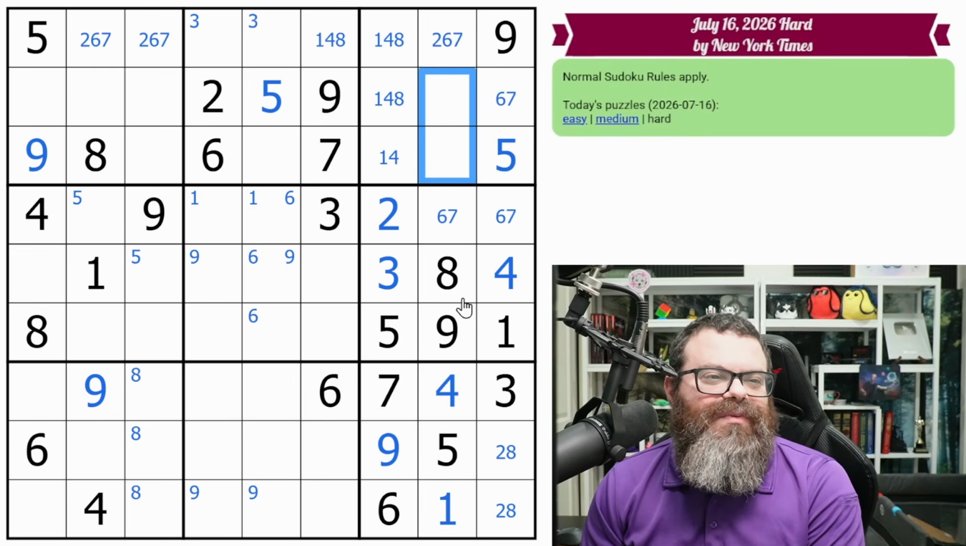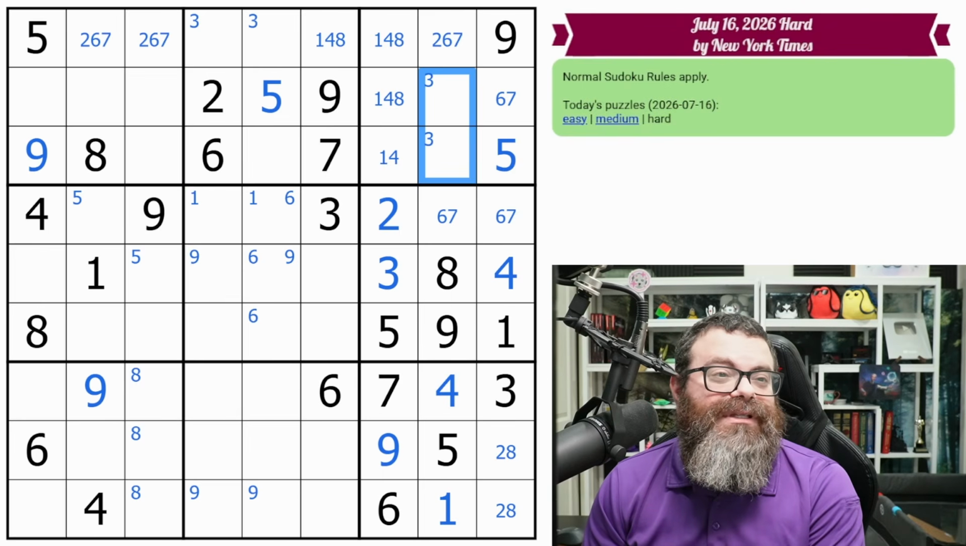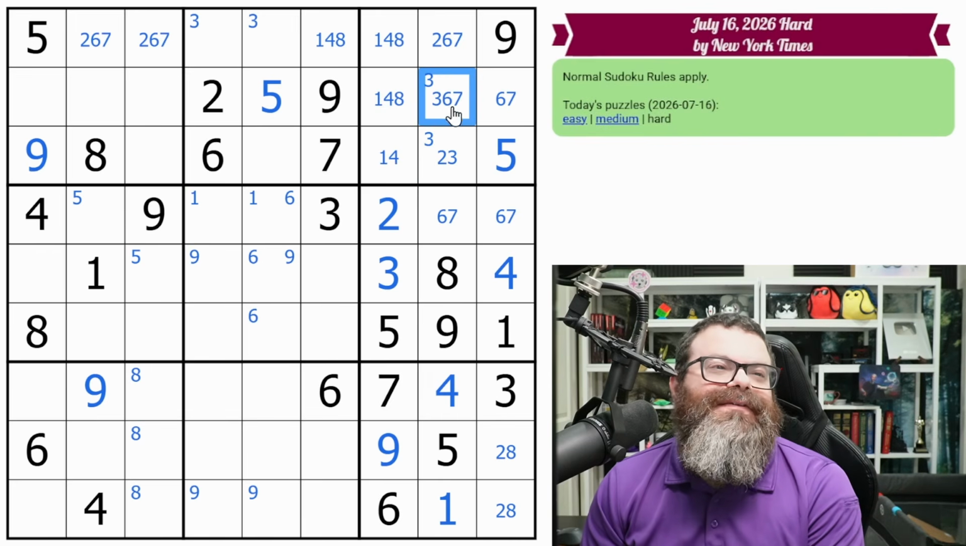I want to look at this column as well. We need a 2. What am I missing? 2, 3, 6, 7. The 3 is one of these two. So this can't be 6 or 7. So this is 2, 3. And this can't be 2. So this is 3, 6, 7. All right.